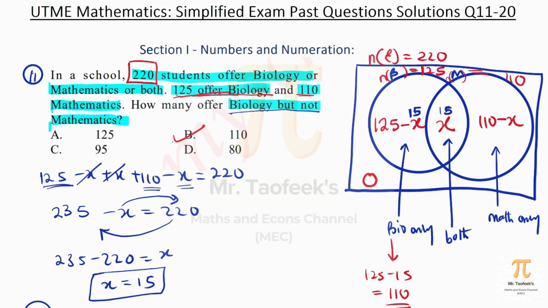A quick shortcut: anytime you have a two circle Venn diagram like this, and you want to quickly know what's going to be in the middle, all you have to do is just add these two numbers. 125 plus 110 is going to give you 235, and take away the total number of students. That excess is what is in the middle of both of them, which is 15.